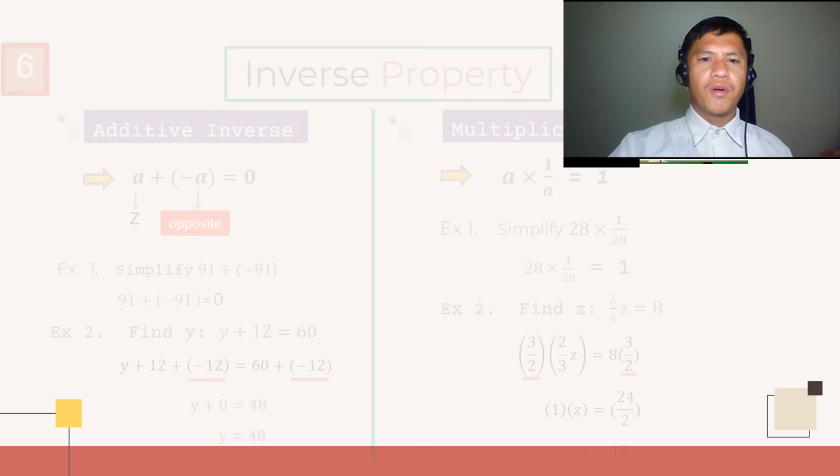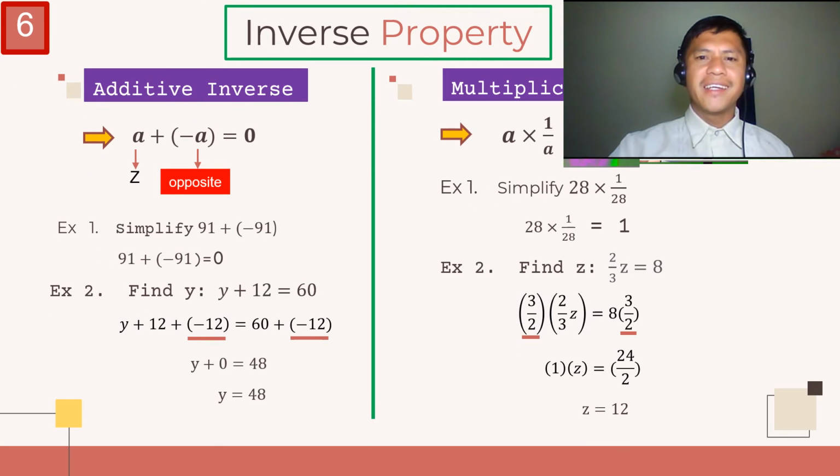Inverse property for addition states that there exists a unique integer negative a for every integer a such that a plus negative a is equal to 0. It means that when we add opposite numbers, the result is 0. Example here, simplify 91 plus negative 91. So when we add these numbers, since they are opposites, then we have the answer 0.